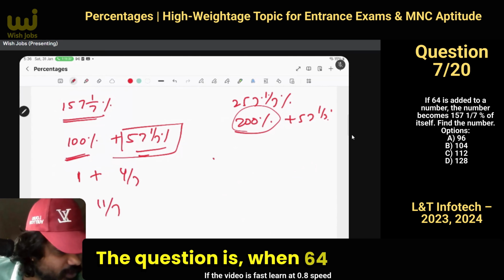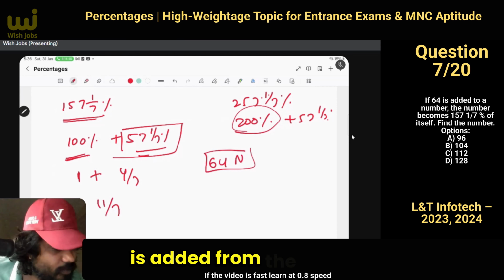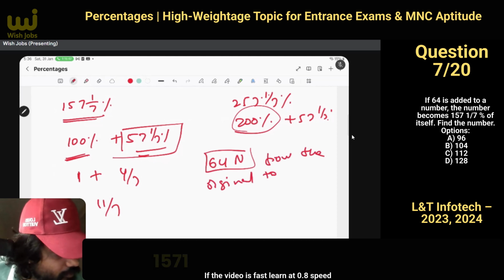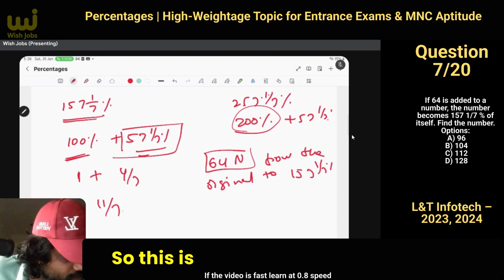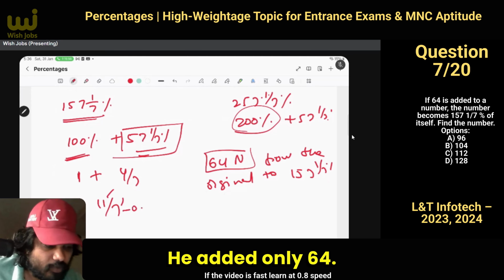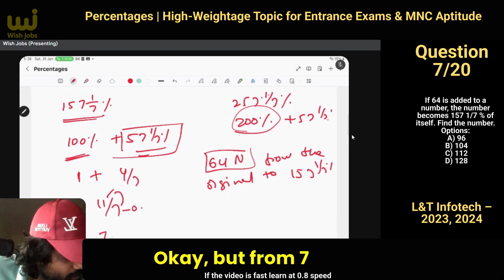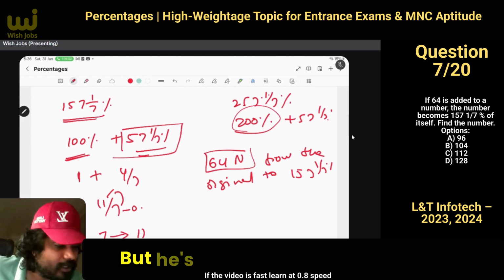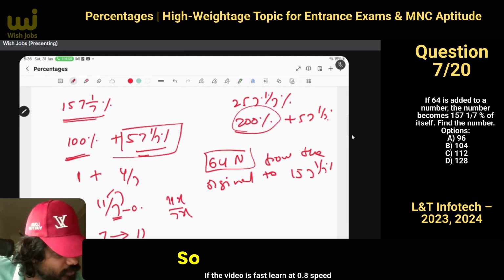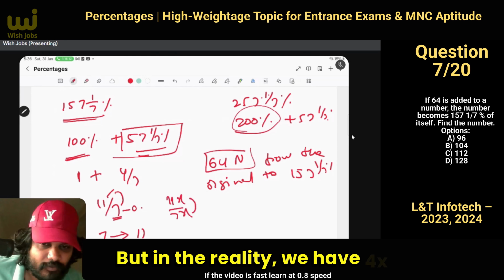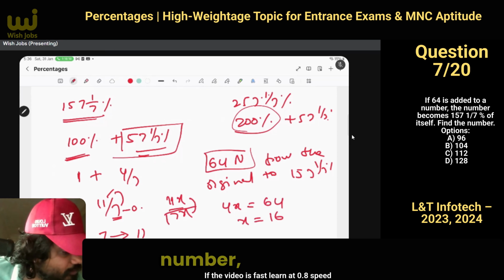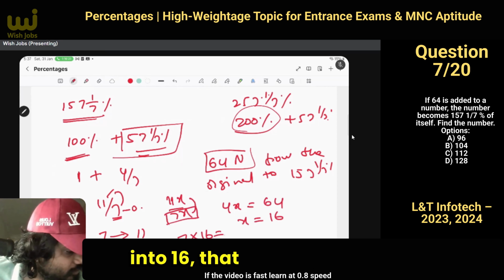The question is, when 64 is added to the original number, the number became 157 1 by 7 percentage, right? So this is the original number, and this is the resultant number. But how much did he add? He added only 64. But from 7 to 11, the difference is only 4. He is saying he added 64 because this is in ratio; we don't know the exact number. It is 11x by 7x. So he added 64, but in reality we have 4x. 4x equals 64, x equals 16. If you want to know the original number, that is 7x. 7 into 16, that would be 112.